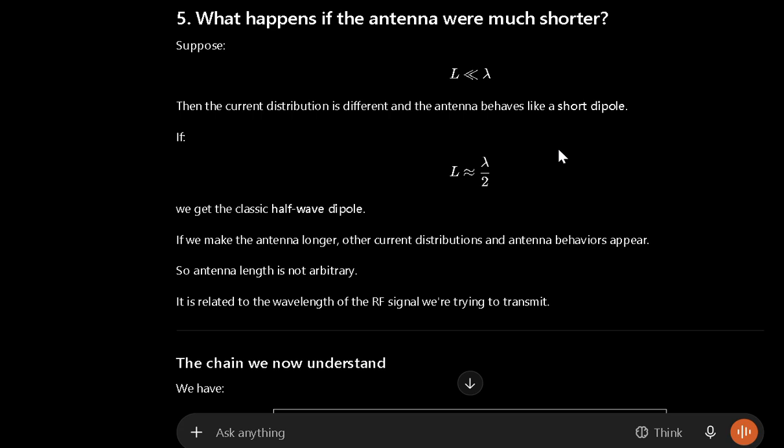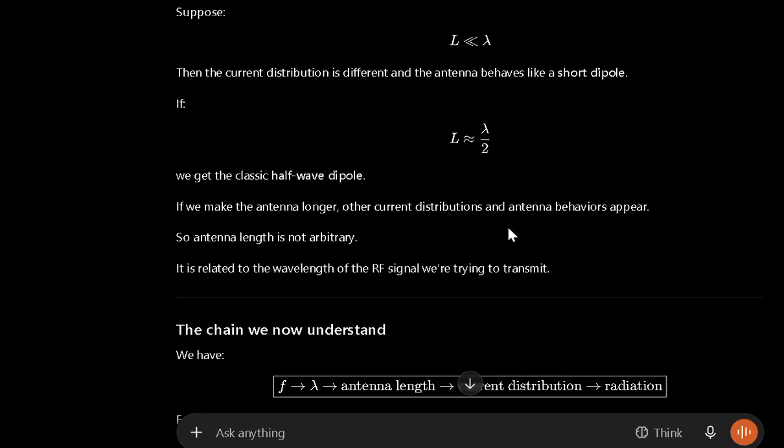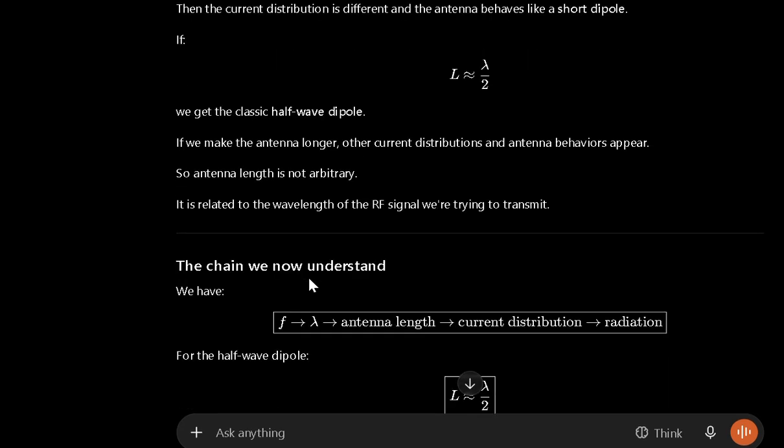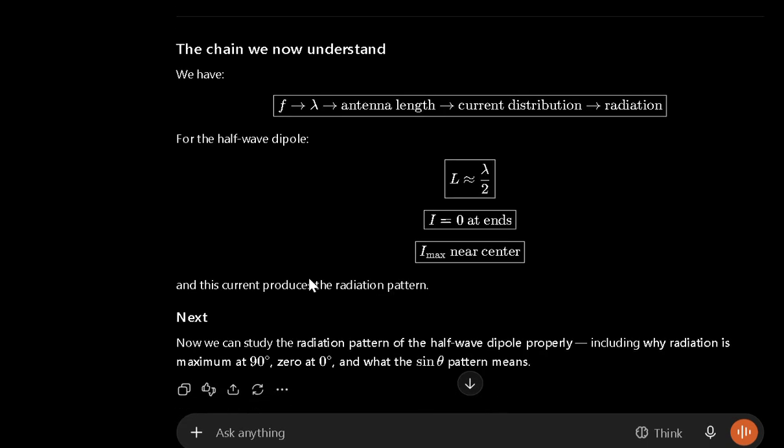So the antenna's current distribution will be different, not zero. It will be something different. We can make the antenna longer, and then the current distribution and antenna behavior change. So antenna length is not arbitrary. It is related to the wavelength of the RF signal we are trying to transmit.